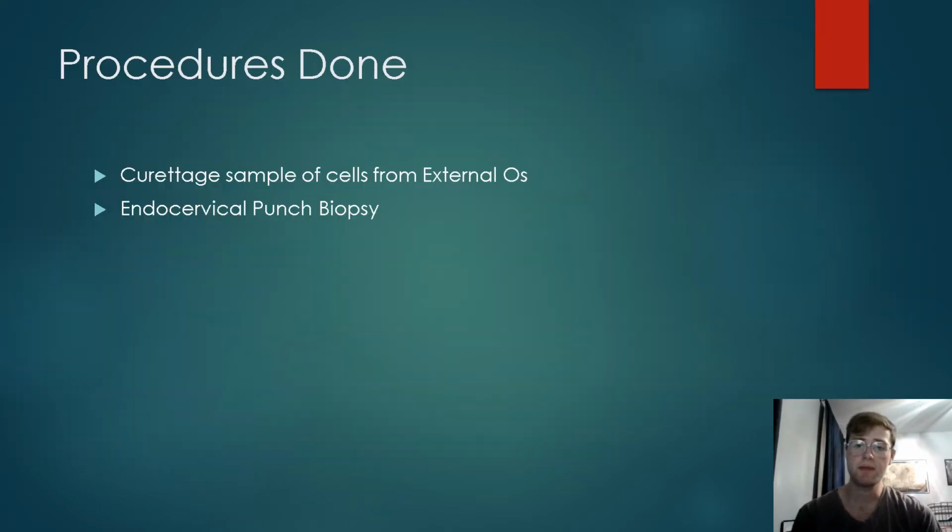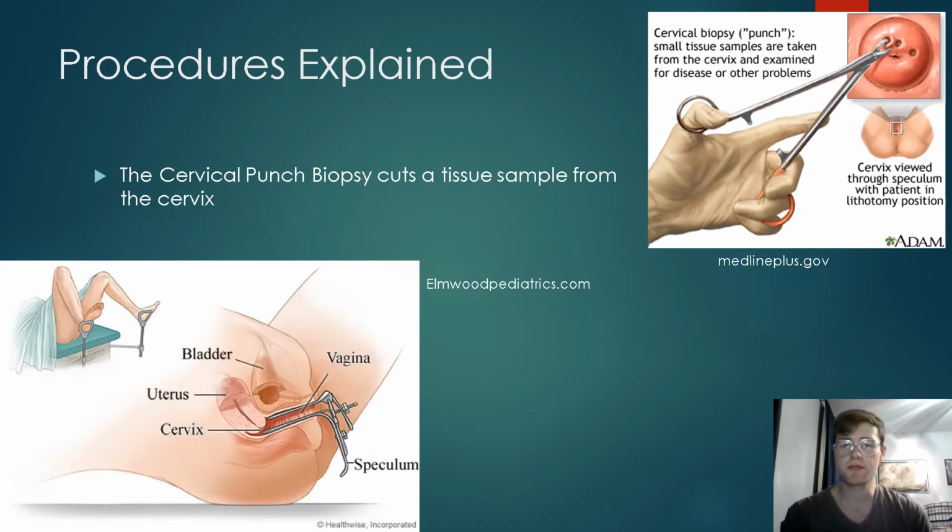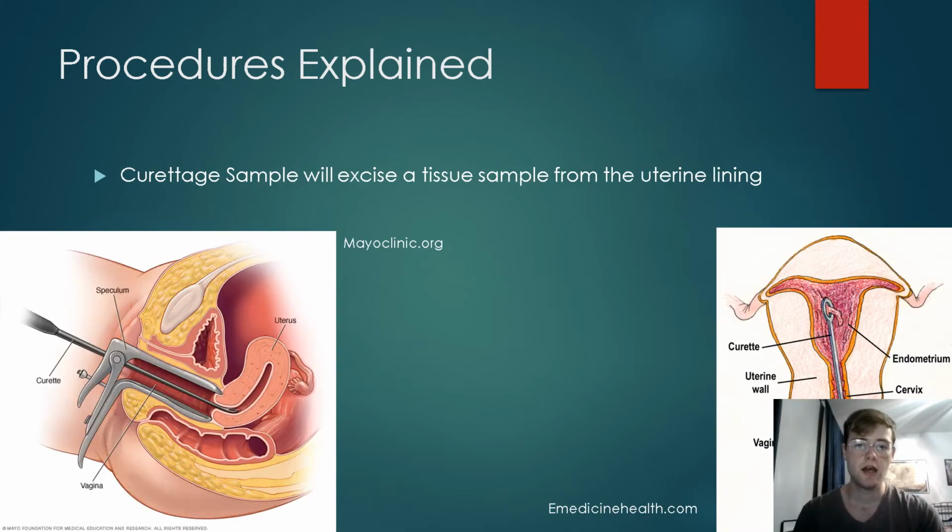A curettage sample was taken from our patient from the external os, as well as an endocervical punch biopsy. The cervical punch biopsy is a procedure that takes a tissue sample from the outside of the cervix, in this case, the patient's external os. Assisted by speculum, the cervical punch can go in and clip off some of the outer cervix. The curettage sample will also take a tissue sample, except this time it's from the inside of the uterine body, right over here.